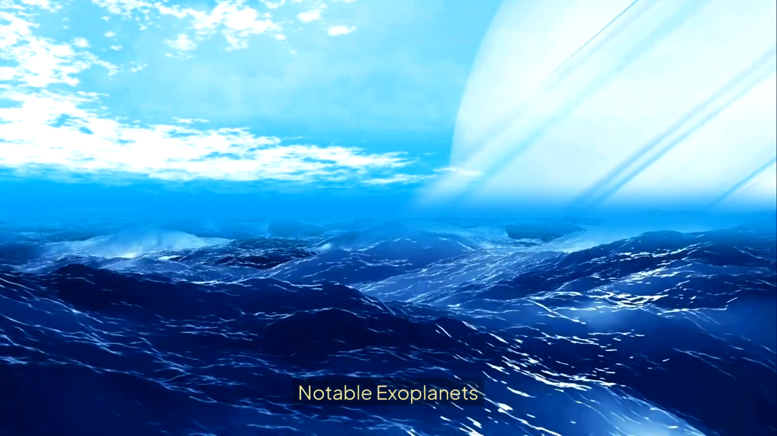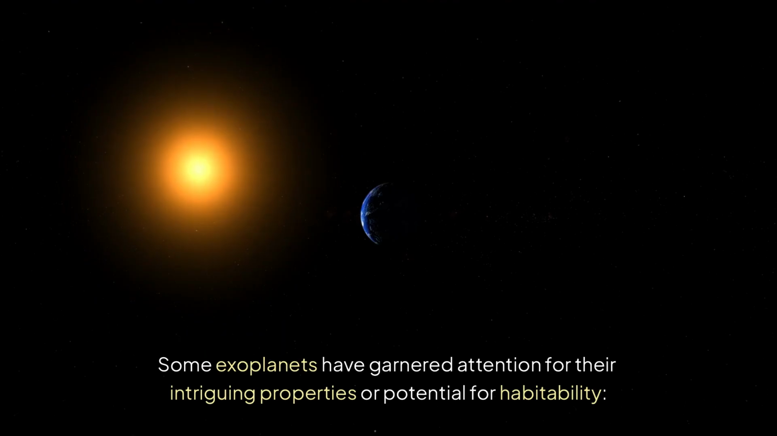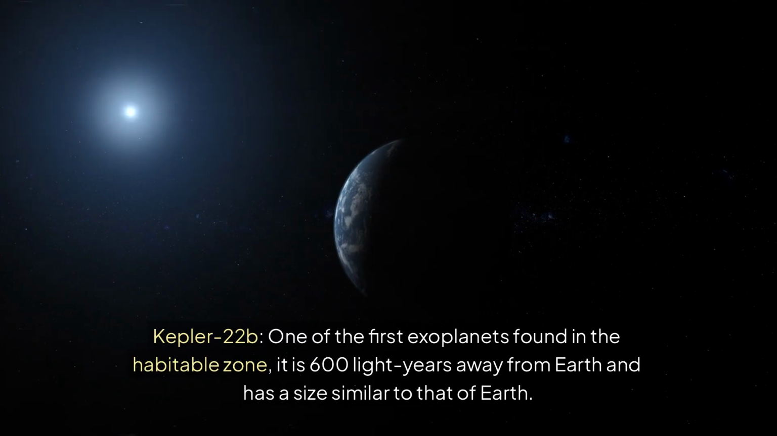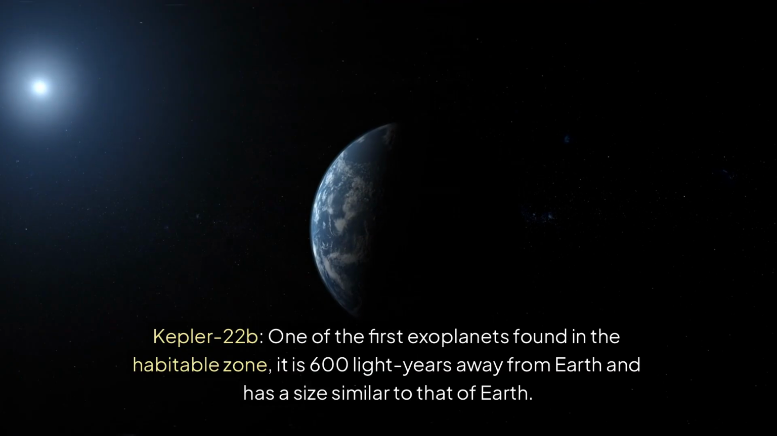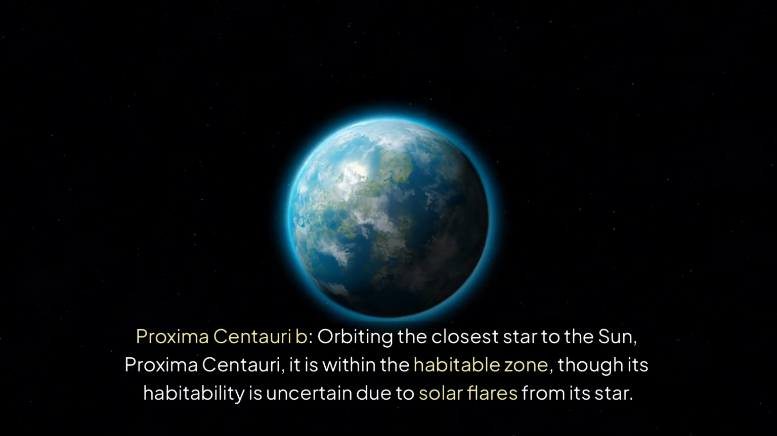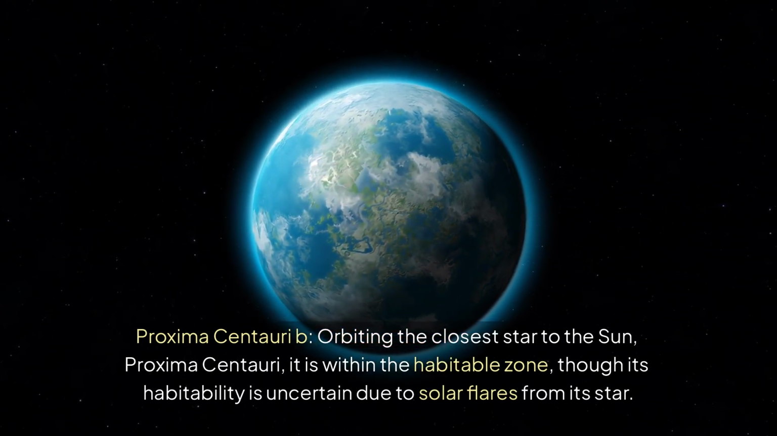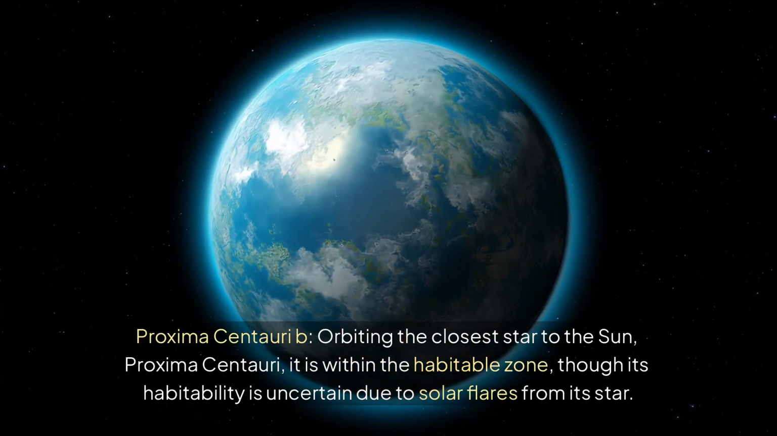Notable exoplanets. Some exoplanets have garnered attention for their intriguing properties or potential for habitability. Kepler-22b. One of the first exoplanets found in the habitable zone, it is 600 light-years away from Earth and has a size similar to that of Earth. Proxima Centauri b. Orbiting the closest star to the Sun, Proxima Centauri, it is within the habitable zone, though its habitability is uncertain due to solar flares from its star.